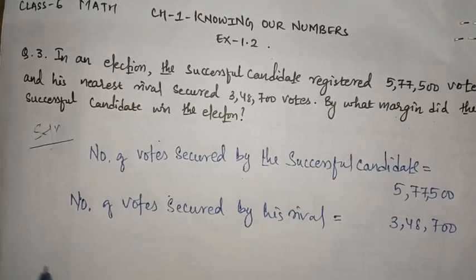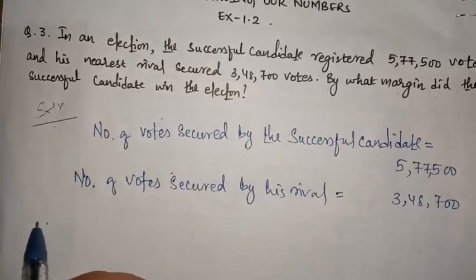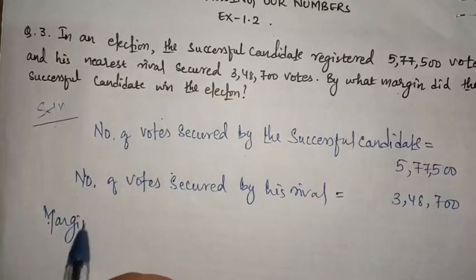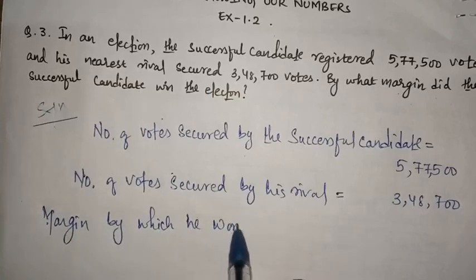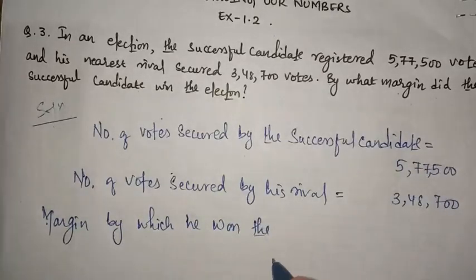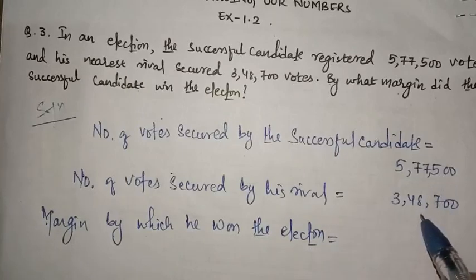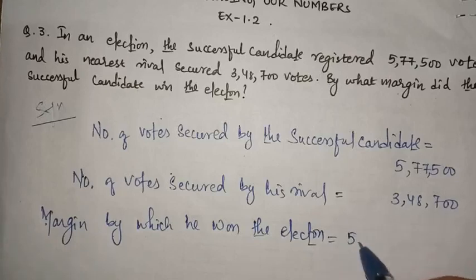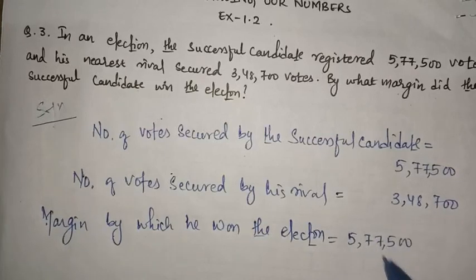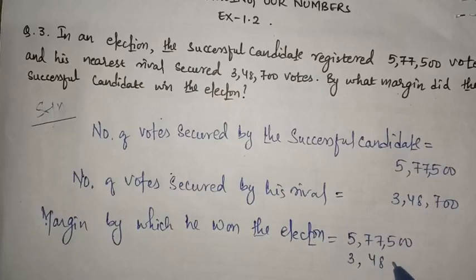So we will write: margin by which the successful candidate won the election is. That means you have to subtract, because after subtracting the value only we will get the margin. We will not do the addition here. If we do the addition, you will get the bigger value, right? So here we have to subtract 5,77,500 minus 3,48,700. When you subtract, you will get 0 here, 0 here.